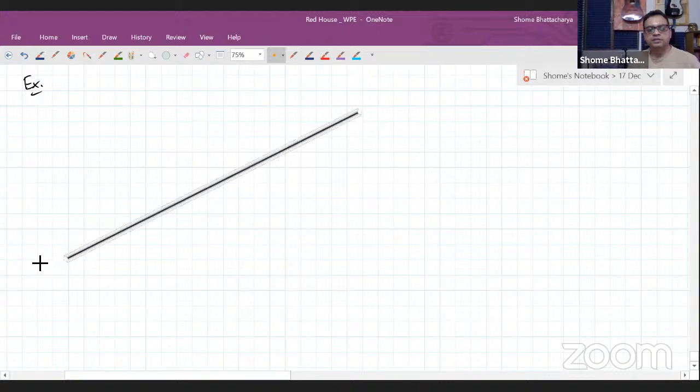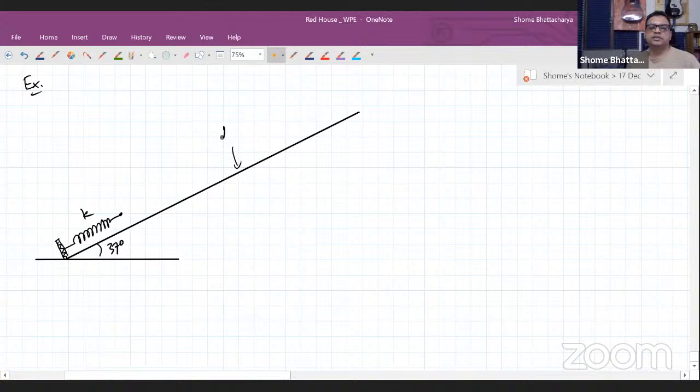So we have a rough inclined plane like this, whose inclination with the horizontal is 37 degrees. At the end of the inclined plane here, there's a fixed wall with a spring attached. So its spring constant is K. And this is a rough surface, so it has some coefficient of friction mu.